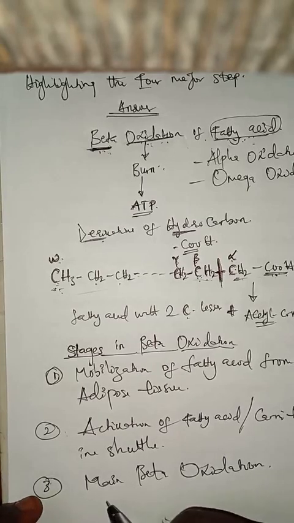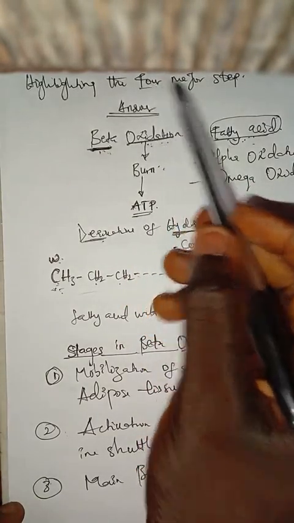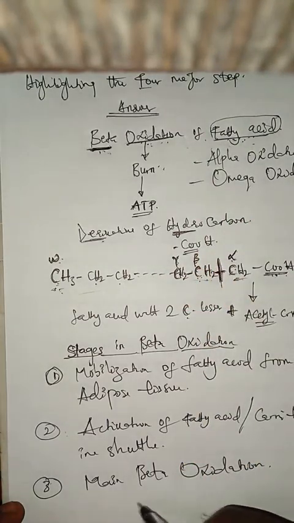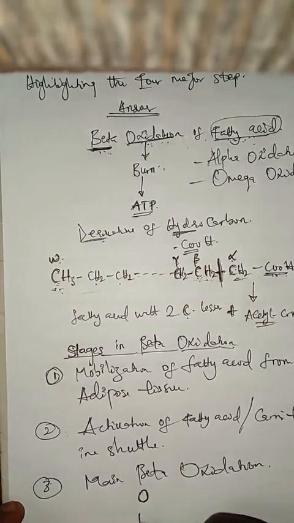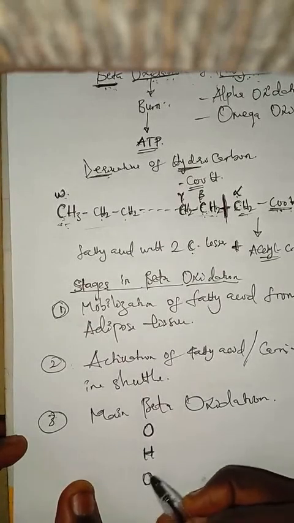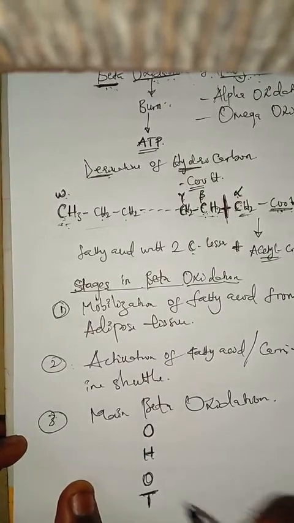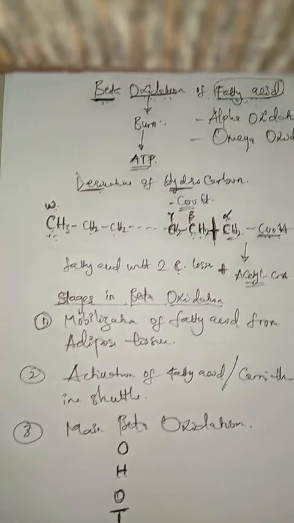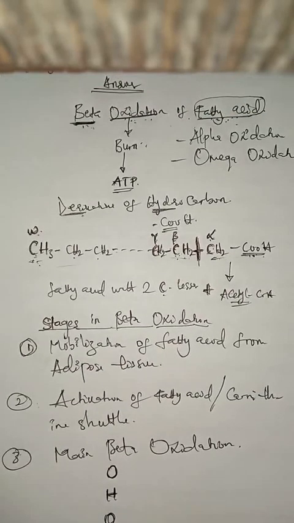The main beta oxidation is the one with the four major steps, which we call the O-hot process. As we proceed, we are going to see all these very simple basic things. This first video is more like an introduction. I'm trying to give you an idea of what beta oxidation is.